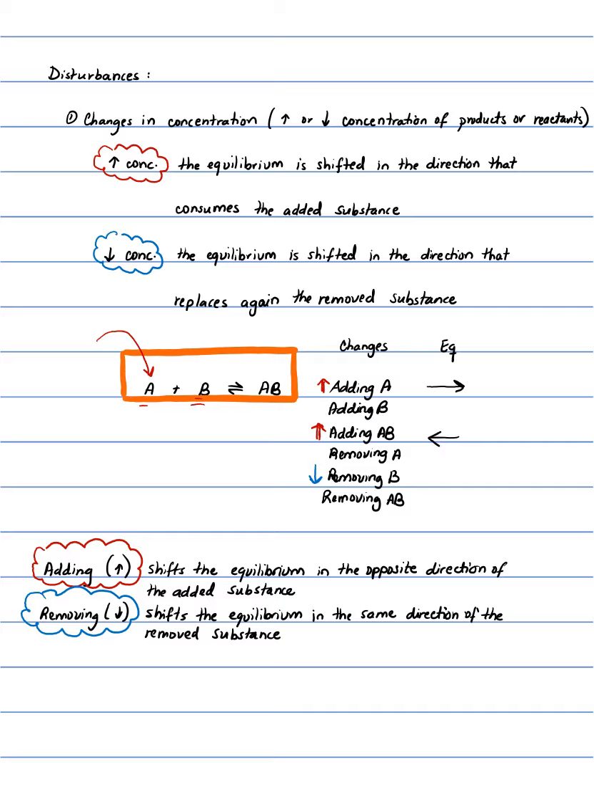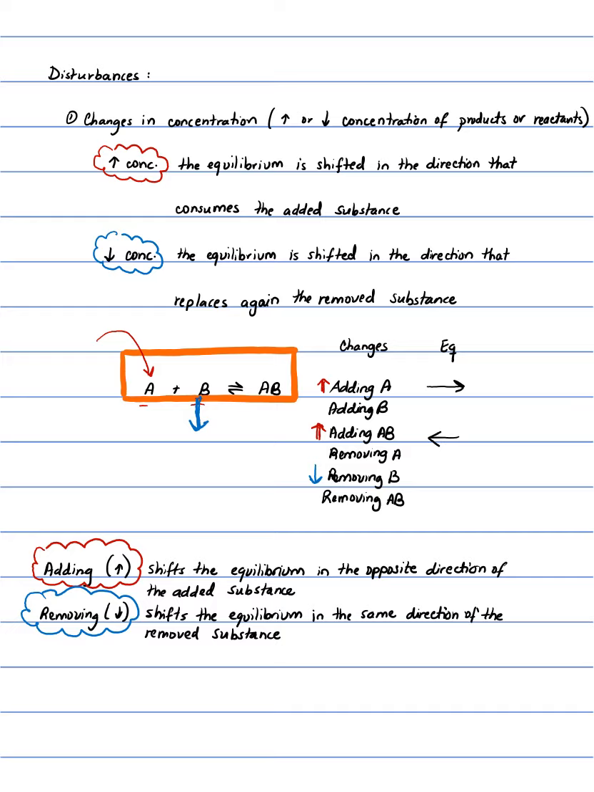Decreasing concentration of B, which is that reactant right there. I'm going to put my arrow pointing out because B is being taken away from your reaction. So when you're removing B, the equilibrium will be shifted in the same direction because you have to make up more B to regain equilibrium again. So whenever a concentration is being decreased or you're removing something from your reaction, it will always shift in the same direction of that substance that is being removed.